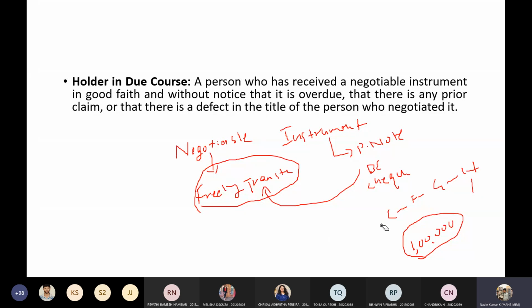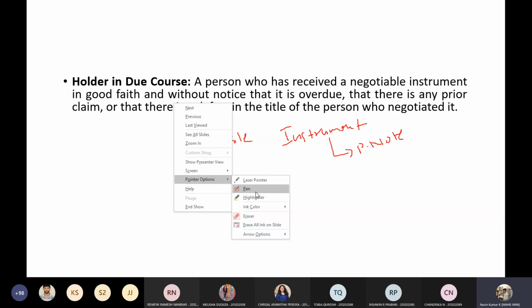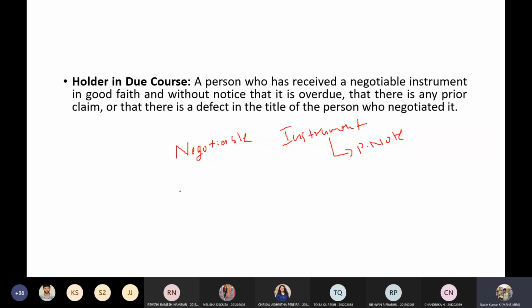What exactly is the meaning of freely transferable? A person can transfer the instrument, being the legal owner of such instrument. So he can transfer the instrument to another person. But a question comes: on what occasion does he need to do something in an instrument? How can he transfer the instrument? A question comes, how can a person transfer the instrument?